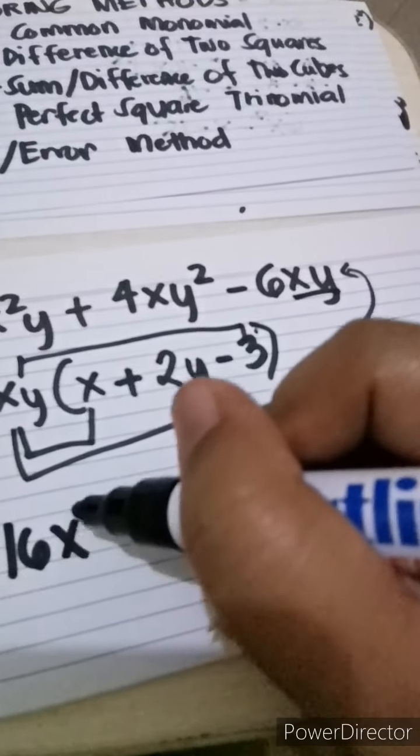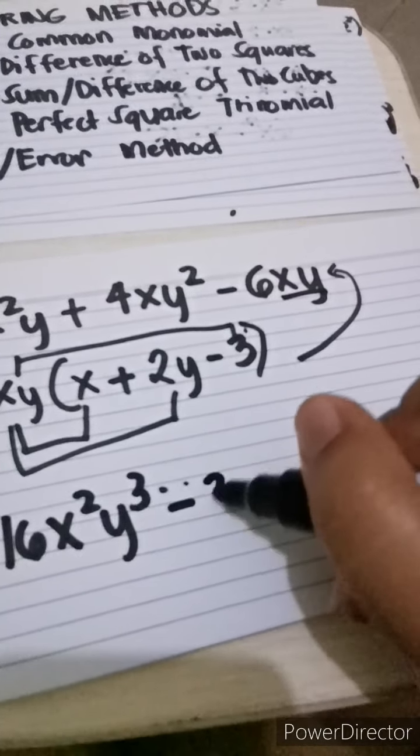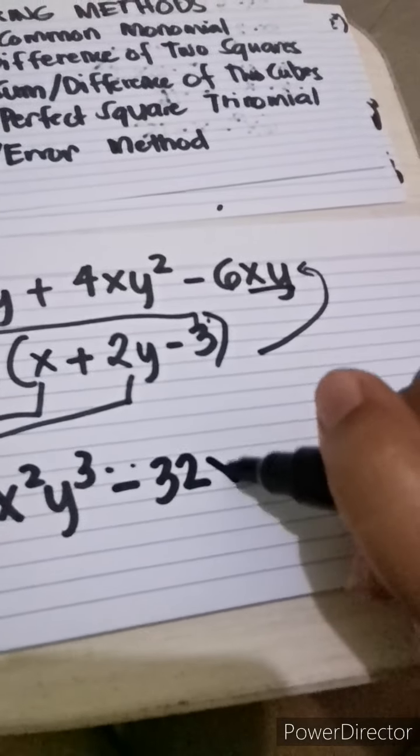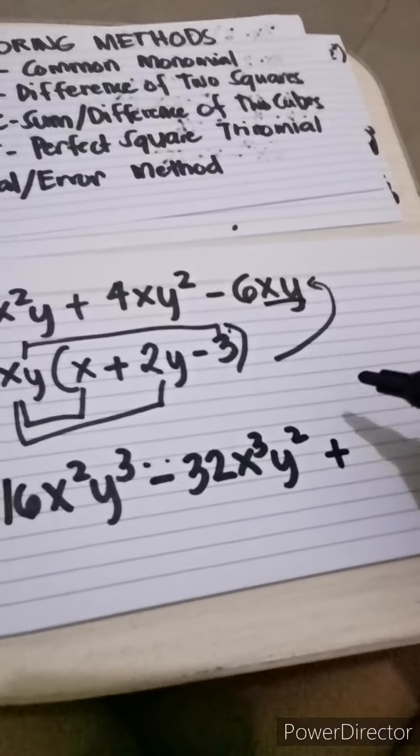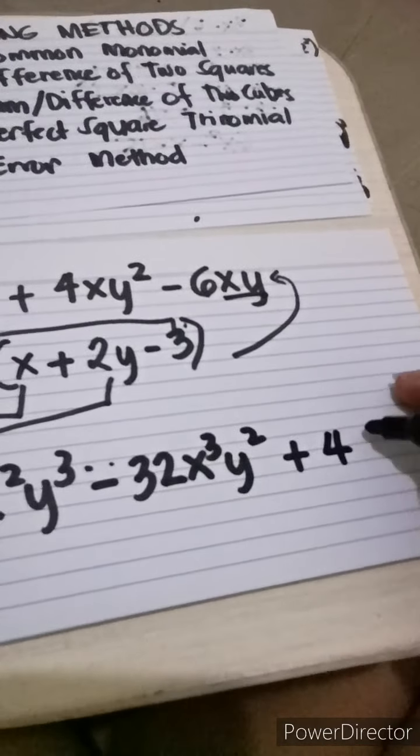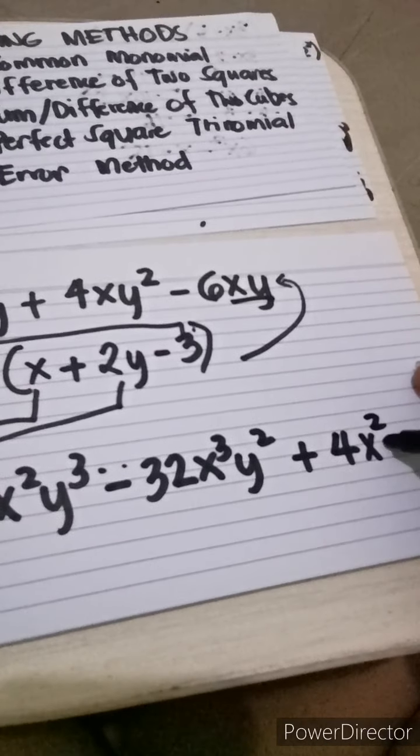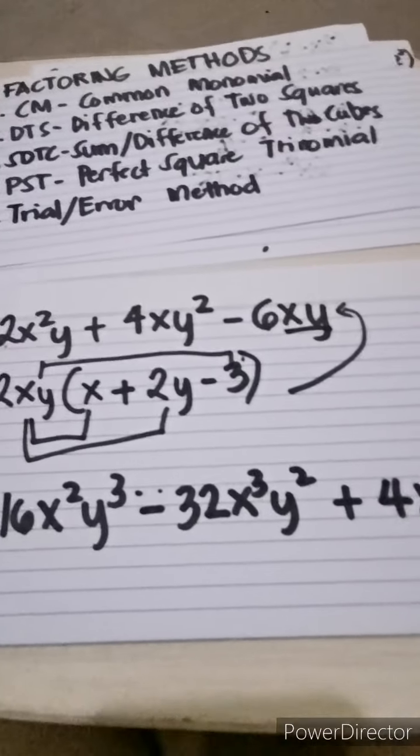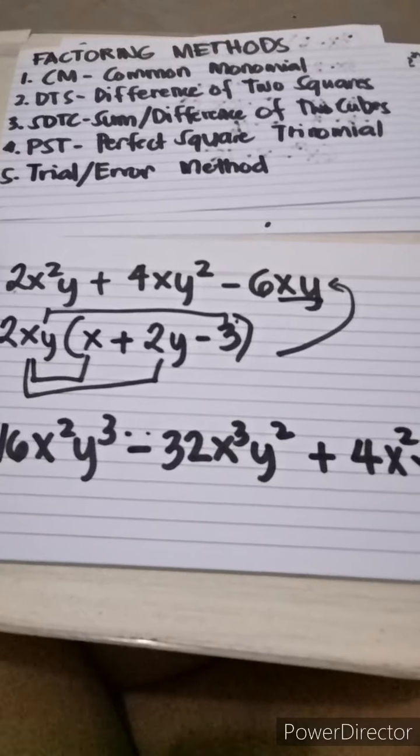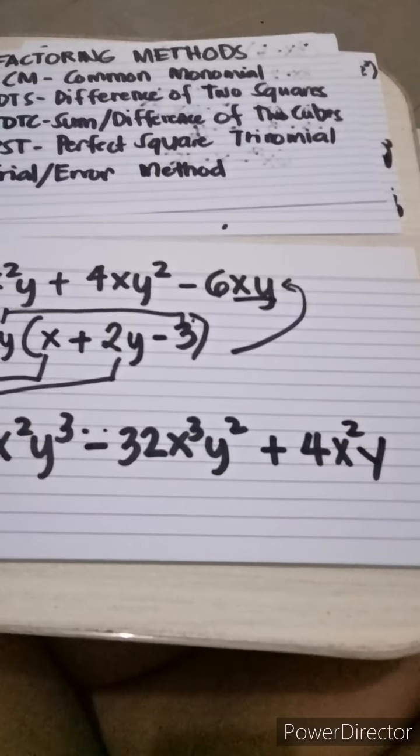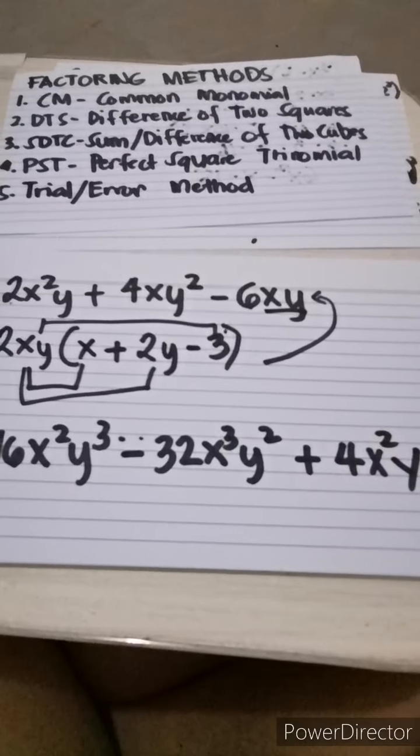So, we have 16x squared y cubed minus 32x cubed y squared plus 4x squared y. Okay. So, we have the given 16x squared y cubed minus 32x cubed y squared plus 4x squared y. Ang una natin gagawin, hanapin natin yung common number.